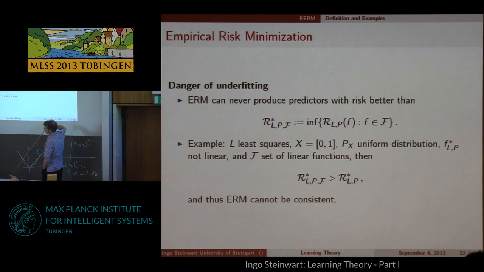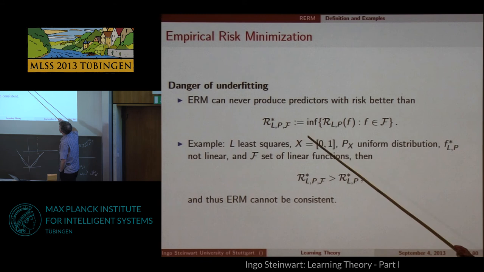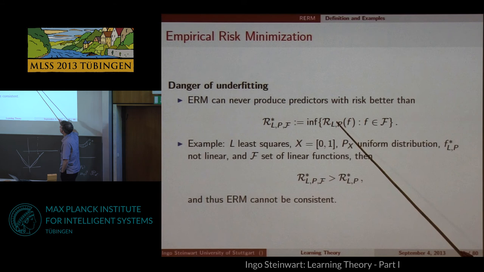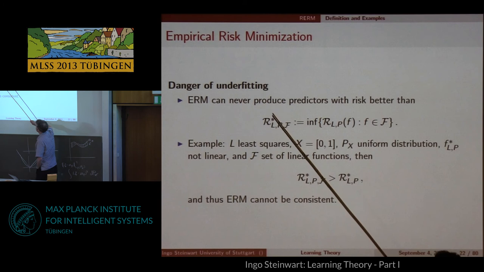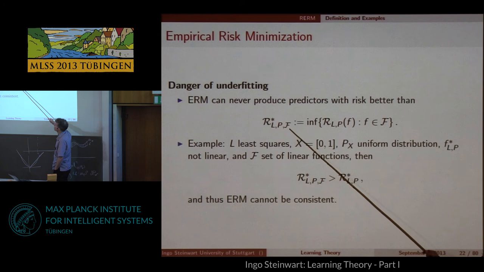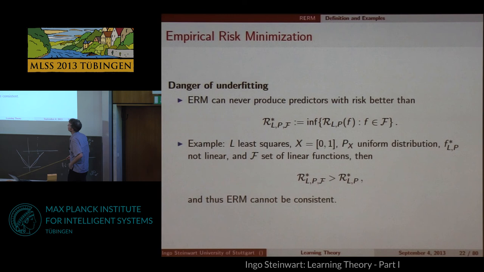Here in this very particular case, it means the following. Empirical risk minimization can never produce predictors whose risks are smaller than the smallest possible risk in the set of functions we consider, because the functions empirical risk minimization produces lie, by definition, in this set of functions. So the corresponding risks we can produce cannot be better than this one. So if this quantity is far away from the base risk, well, empirical risk minimization does underfit. And here is a simple example.